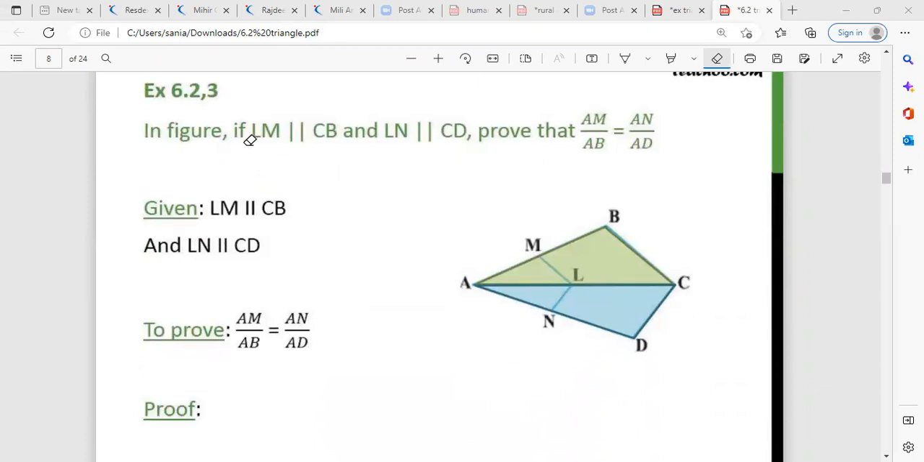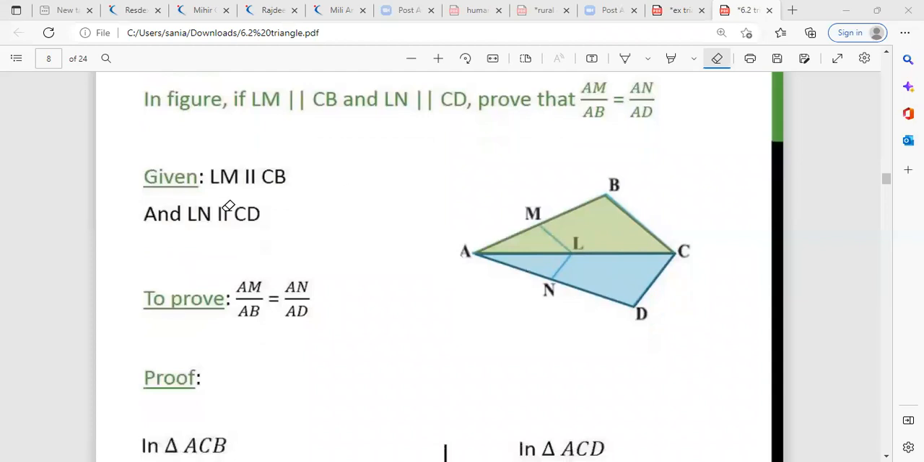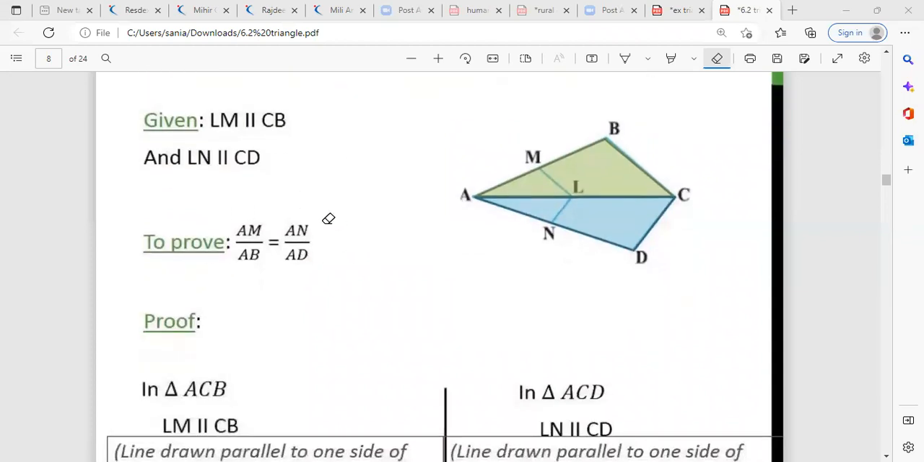In this figure, LM is parallel to CB. Clear? This one. And LN is parallel to CD. You have to prove that AM divided by AB is equal to AN divided by AD. Clear? So given is this, you have to prove this.